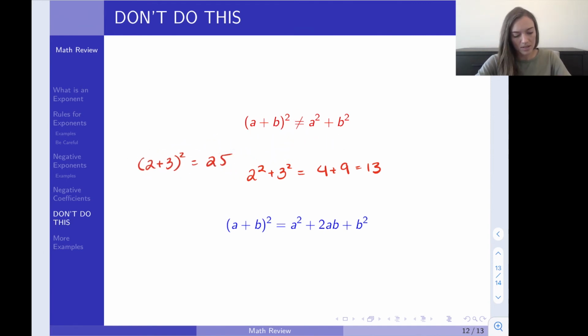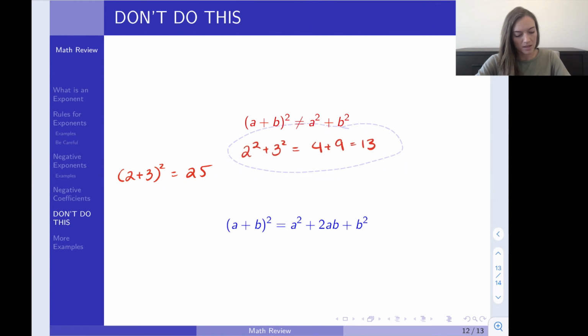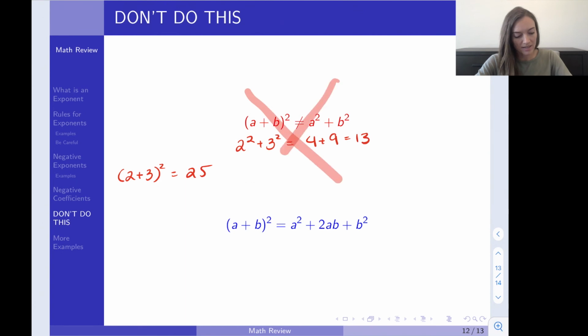Okay, so this is the correct answer, so let's put it over here, and this is the wrong answer. So do not write this, don't do it that way. So remember the correct answer, we have (a plus b) squared, so that's like multiplying (a plus b) times (a plus b), like this. And if you have something like this, you're going to have to FOIL, right?